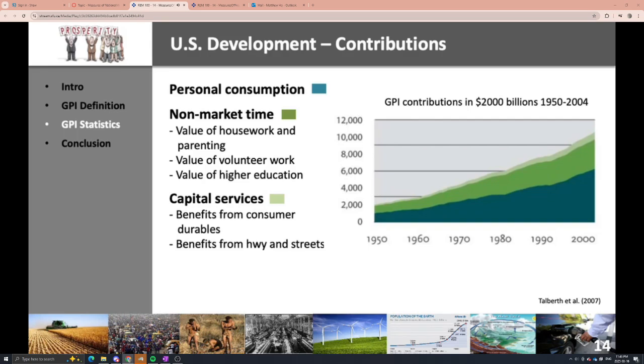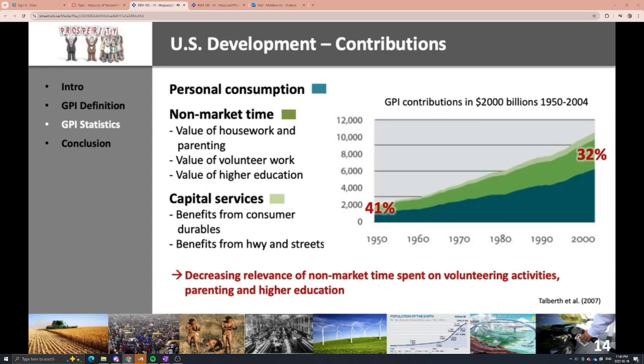Now, the interesting thing is that the proportion of the non-market time, so all of the unpaid work and contributions to welfare, has decreased from 41 to 32%. This means that these types of contributions are losing importance.